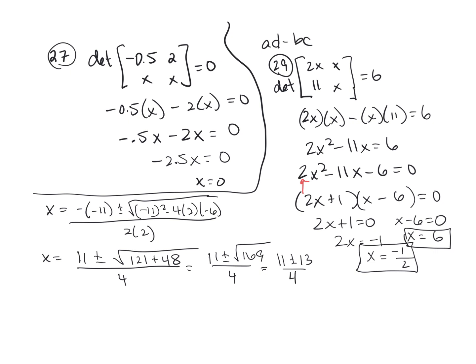Now I'm going to squeeze it right here. 11 plus 13 is 24 over 4, which is 6. So I'm checking my work basically. And then I have 11 minus 13 over 4, which is negative 2 over 4, which is a negative 1/2. So however you choose to do this, you can factor it, you can do the quadratic formula, but you will get a negative 1/2 and a positive 6. And I don't care how you do it, whatever makes your heart happy. And that is 29.